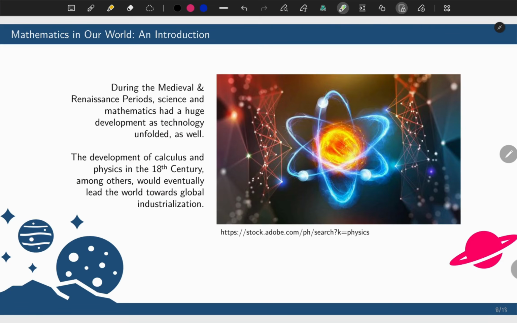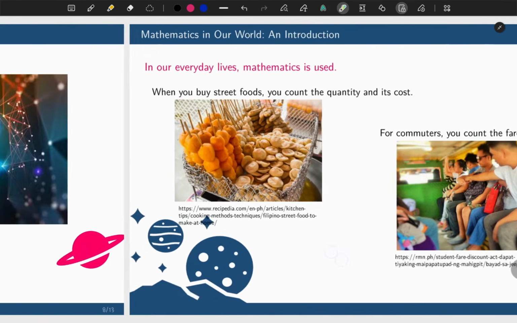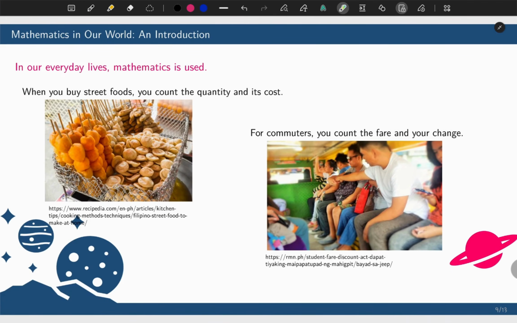During the medieval and Renaissance periods, science and mathematics had a huge development as technology unfolded as well. The development of calculus and physics in the 18th century, among others, would eventually lead the world towards global industrialization. Fast forward to now, in our everyday lives, mathematics is used. Whether you say that you fear or hate mathematics, you are still doing it in your everyday life. When you buy street foods, you count the quantity and its cost. For commuters, you count the fare and your change, to mention a few.